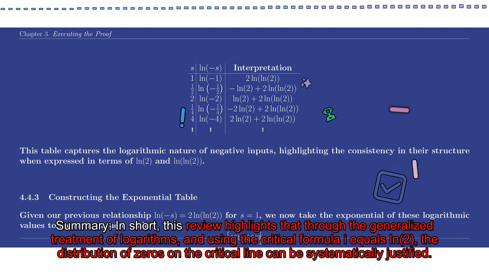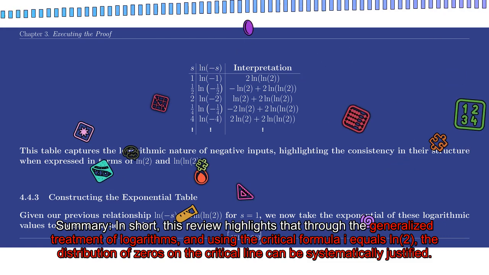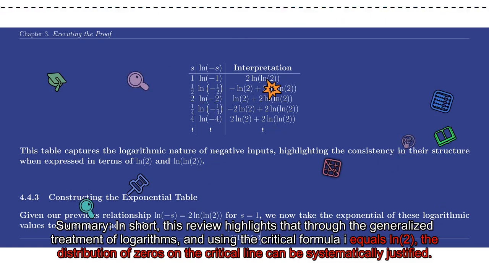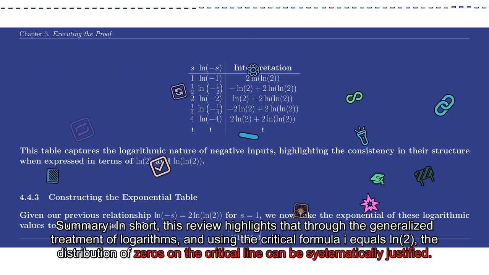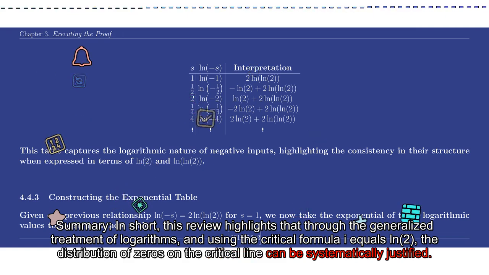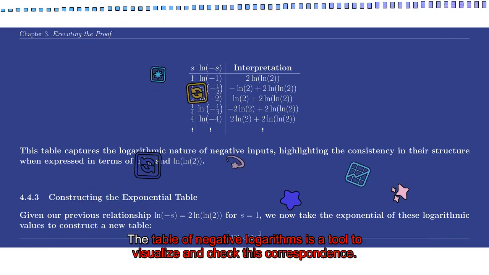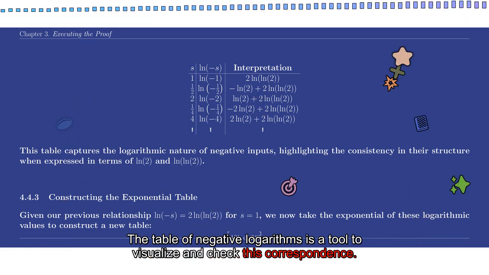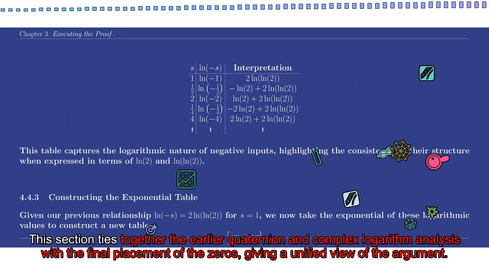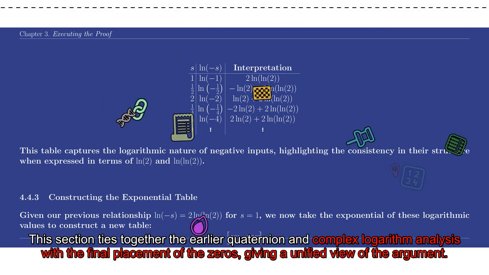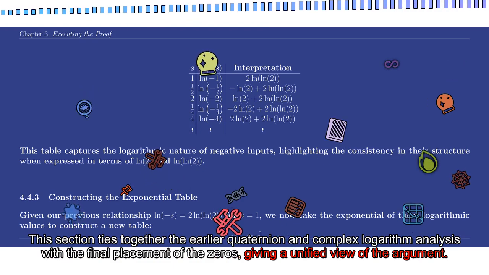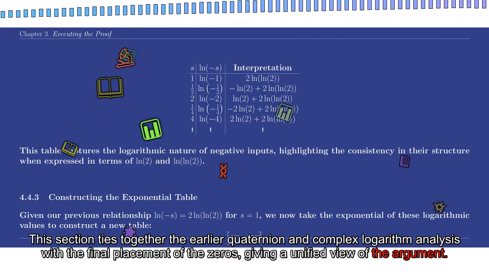Summary. In short, this review highlights that through the generalized treatment of logarithms and using the critical formula i equals ln 2, the distribution of zeros on the critical line can be systematically justified. A table of negative logarithms is a tool to visualize and check this correspondence. This section ties together the earlier quaternion and complex logarithm analysis with the final placement of the zeros, giving a unified view of the argument.